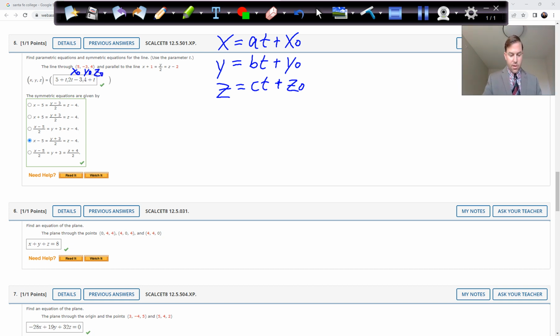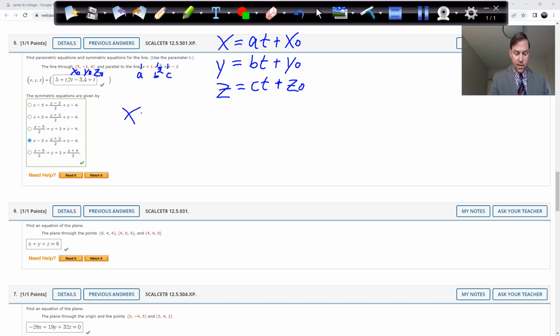So it says, I should have read the question, find parametric equations and symmetric equations for the line. Use the parameter t. The line through the point 5, negative 3, 4, and parallel to the line x plus 1 equals y over 2 equals z minus 2. Okay, so the x0, y0, and z0 are going to come from that point, and then a, b, and c are the numbers in front of your x, y, and z. So this is 1 in front of x, this is 1/2 in front of y, and this is 1 in front of z. So that's a, b, and c.